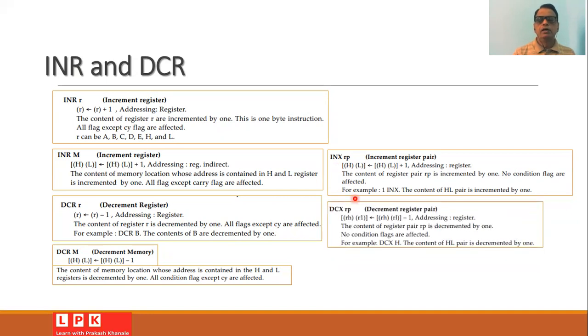Whenever we want to decrement the register pair, you can make use of the instruction DCX RP, where one can easily observe that the content of the register pair is being decremented by 1. So for example, when we write DCX H, then the content of the HL pair is being decremented by 1. So this is the instruction which is useful whenever we want to access a particular location, isn't it, just by incrementing or decrementing the content of the HL pair.